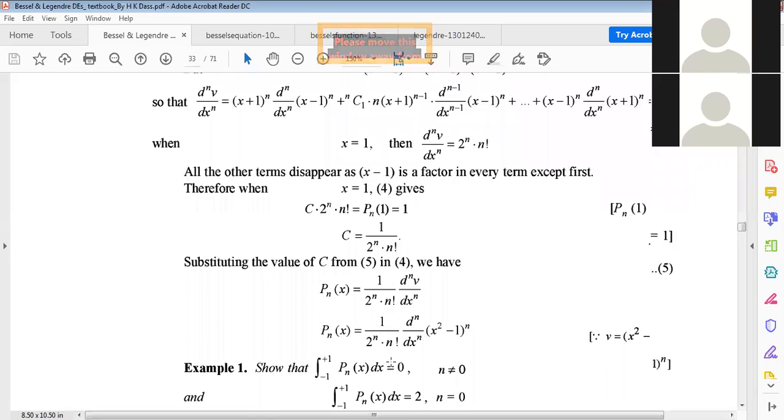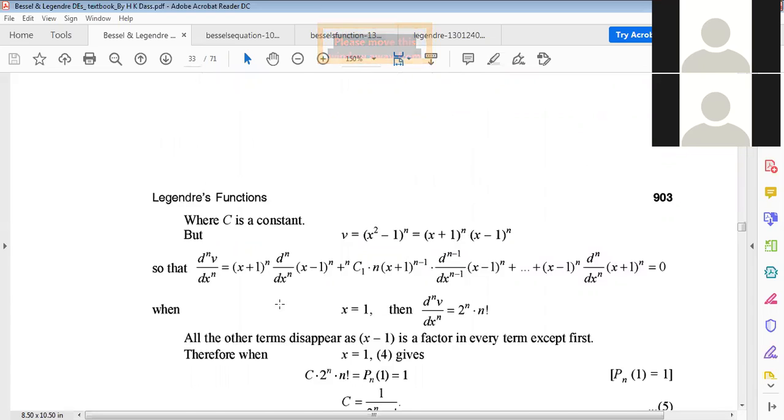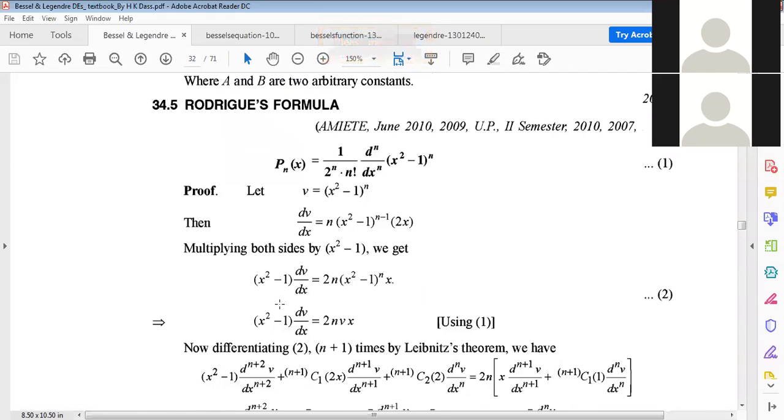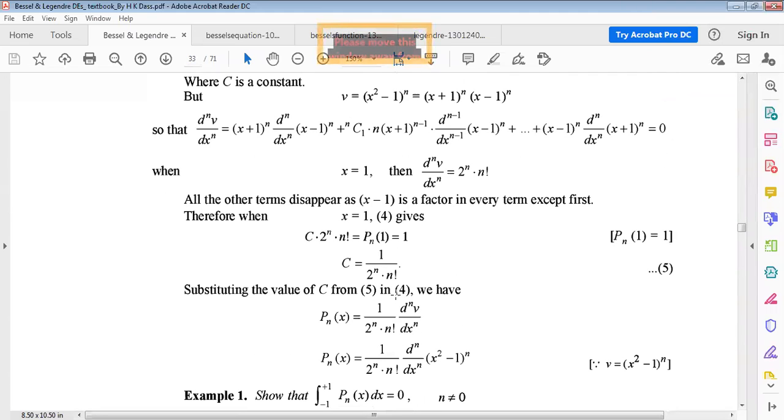Now substituting these values, we get P_n(x) equals 1 by 2 to the power n into n factorial, d^n/dx^n of v. And this is the Rodrigues formula, where v equals (x square minus 1) to the power n.